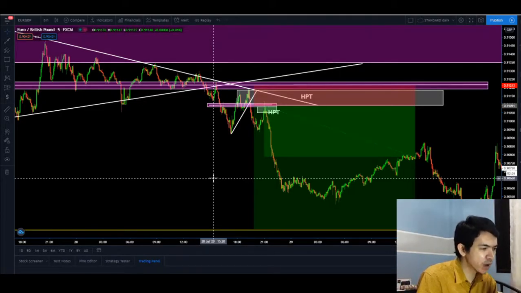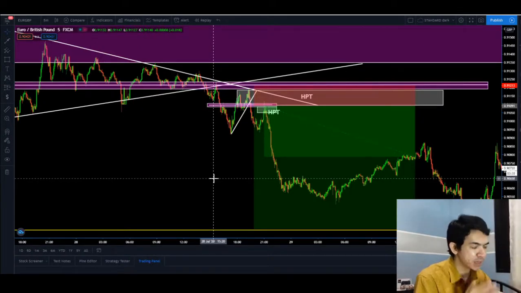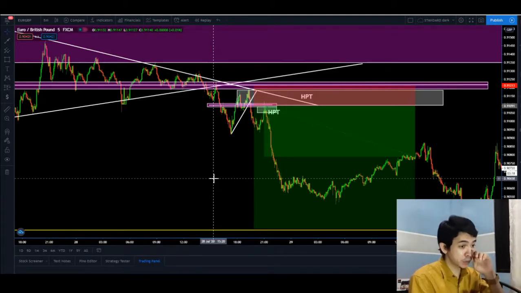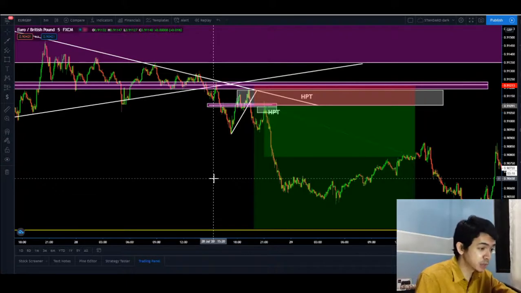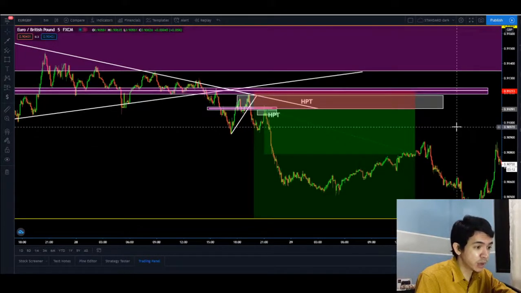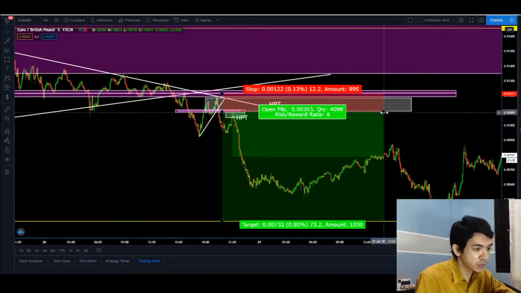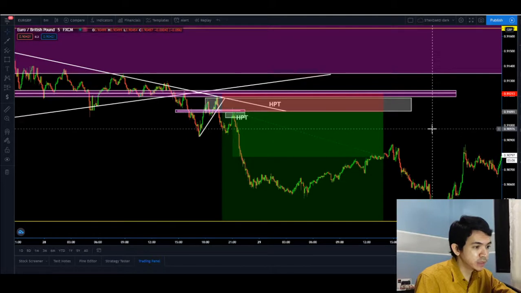Whatever happens, if it hits the TP or it hits the stop loss, again, that's just how the cookie crumbles. You just have to let the market do its thing, and prior to your entry, always know your risk management percentage, so that you won't have the attachment emotionally and psychologically.